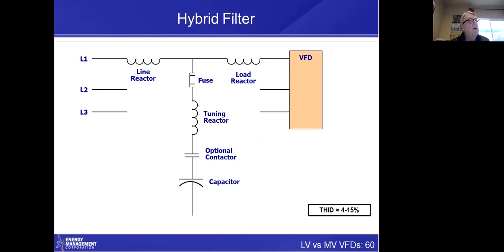This is a hybrid filter. This is by far the most popular way of correcting, because you get THD, total harmonic current distortion, really down between 4 and 15%. What we typically see is 7 to 8% total harmonic current distortion when applied in the field. And most manufacturers now of hybrid filters have a filter that they're saying is less than 5%. And we have purchased a lot of those. I've never seen one be less than 5%.